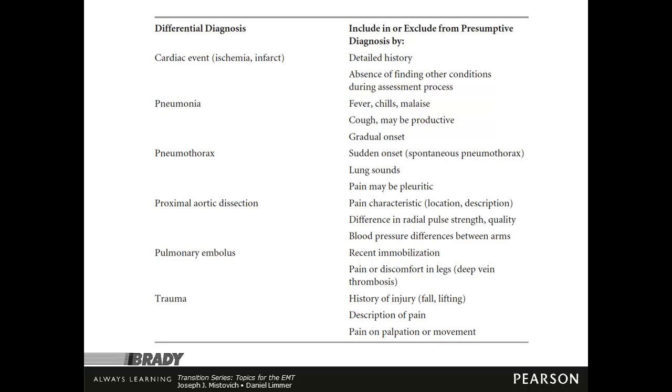Pneumonia can be identified by the presence of fever and chills, productive cough, and a gradual onset. Pneumothorax may be suspected with the sudden loss of lung sounds on one side of the chest and should be differentiated from pleuritic pain. Proximal aortal dissection will have specific pain characteristics, and so forth. You can review this chart in your book.